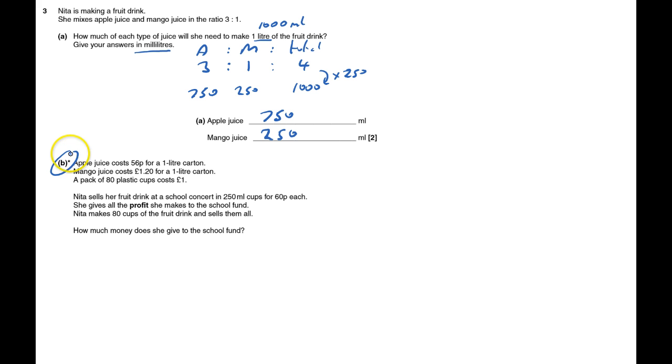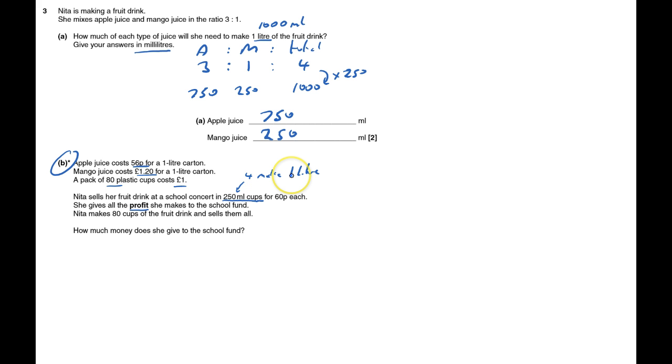Right, it's got stars. I'm going to have to use some words to make it very clear what I'm doing. I'll obviously speak some of it to save some time. Apple's 56p for a 1 litre carton. Mango's £1.20 for a 1 litre carton. 80 cups cost this. She sells her drink in 250 millilitre cups. That's quite nice because that means that 4 make 1 litre, at 60p each.